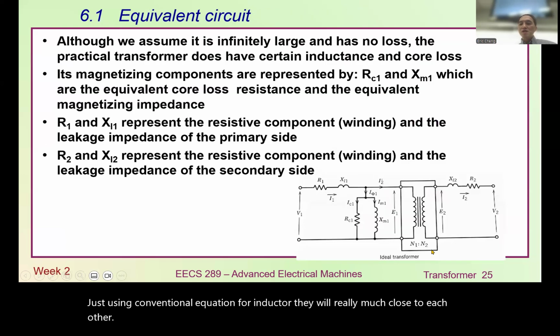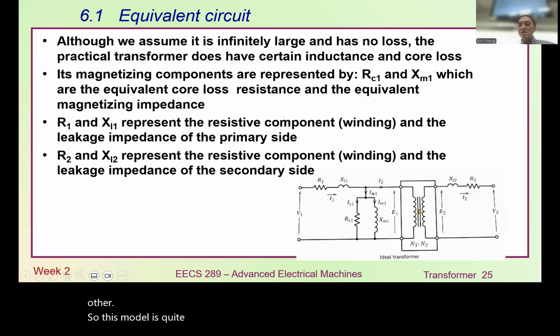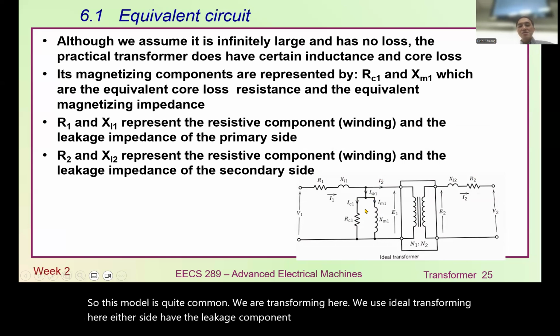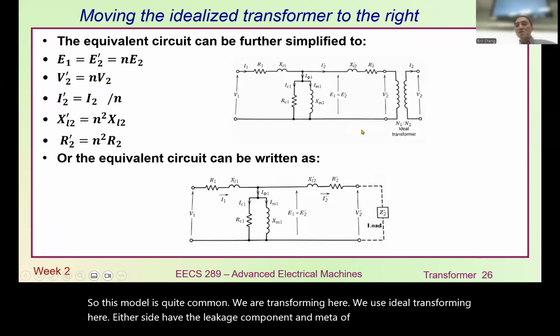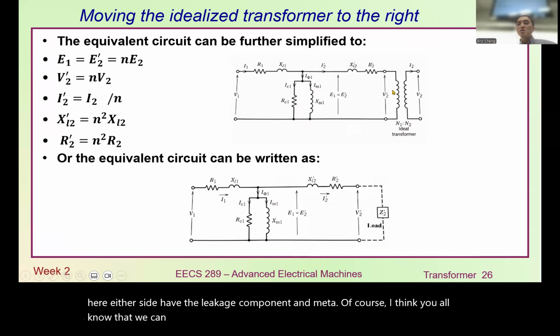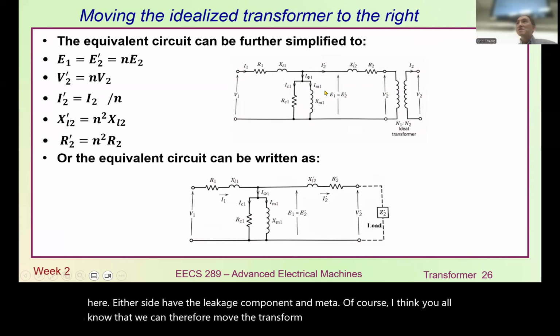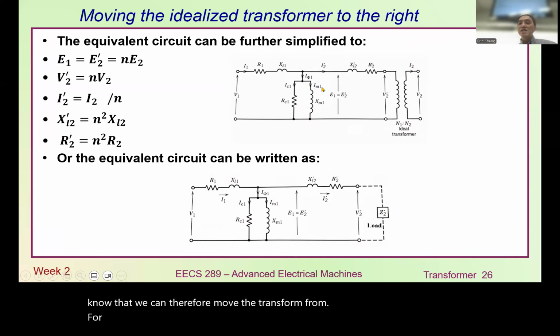So this model is quite common. We have the transformer in here, and we use an ideal transformer in here, with either side having the leakage component and magnetizing inductance. Of course, I think you all know that we can move the transformer from one end to the other end, and then refer these components to the primary side, which is easier for our calculation.